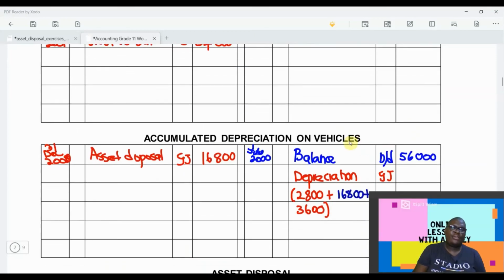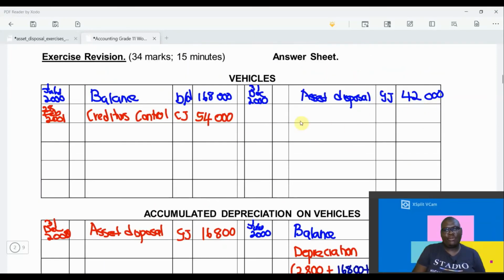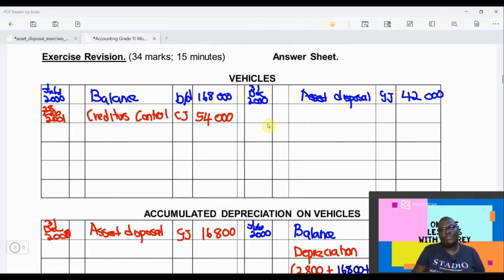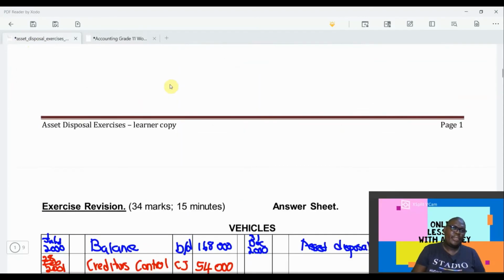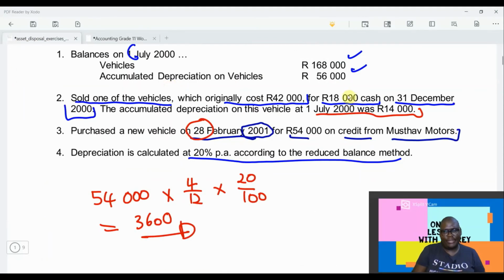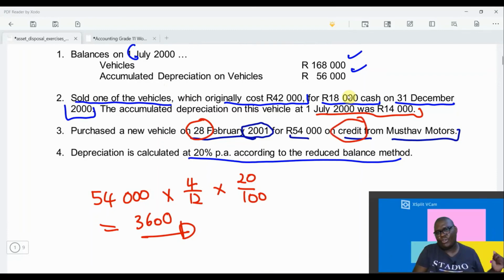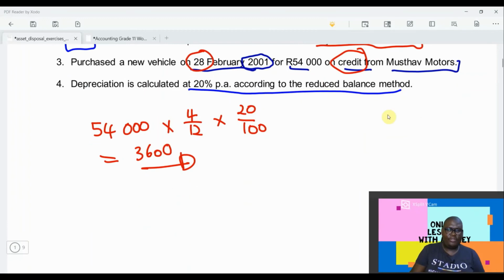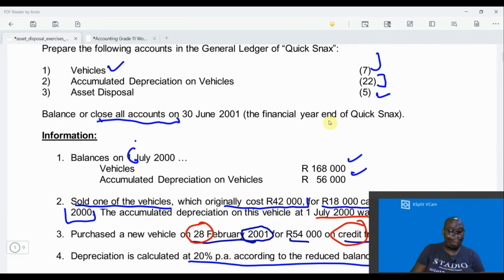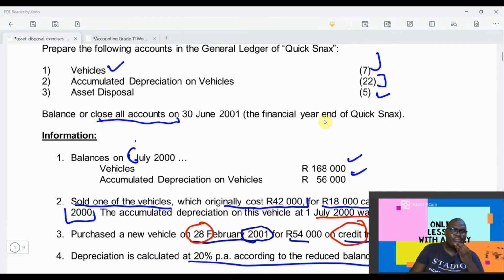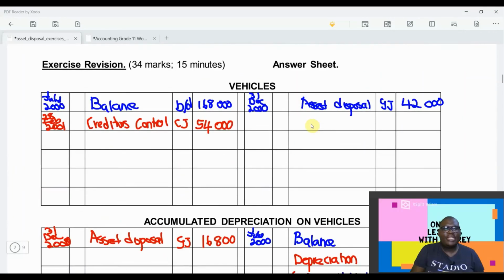So what we can do now is to try and close off this vehicles account, because we only sold and bought a new one, and the new one was bought on credit according to here. So every time you see credit, think of creditors control. There's no money outflow in the business. Let's try to close off that account.